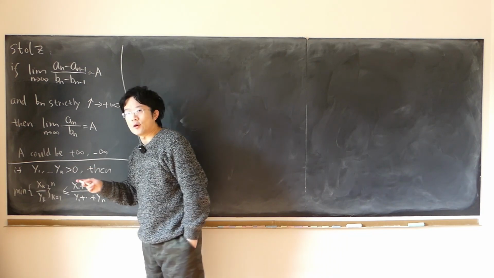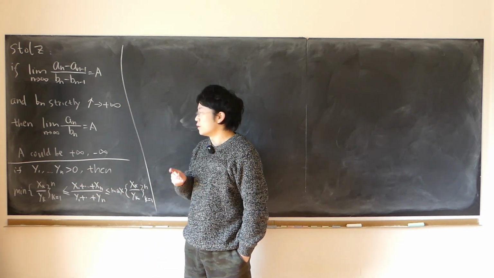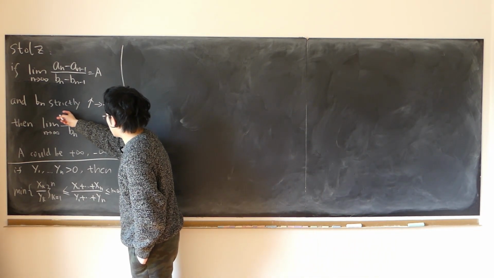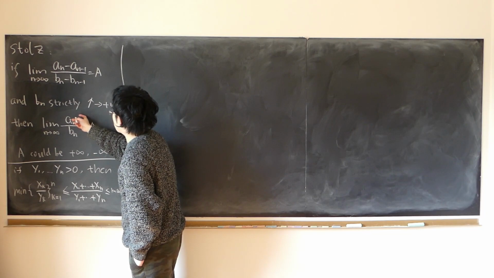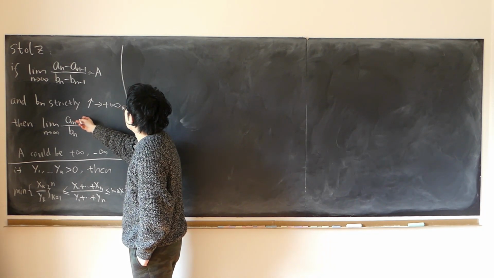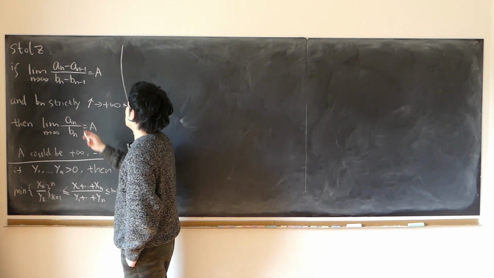I've used the Stolz theorem in previous videos, but I forgot to mention that this is a condition that must be met. We require bn to be strictly monotonically increasing, otherwise it may not be true. First of all, I'll show why we need this condition.